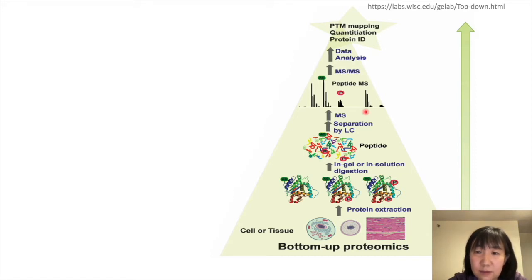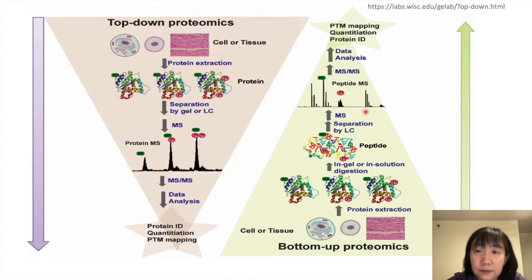The sequence coverage of mainstream technology based on bottom-up strategy is low, mostly less than 20%. That means more than 80% of the protein sequence remains unidentified. So I would see bottom-up as a compromise when the technology is not advanced enough. With the development of mass spectrometry, the top-down proteomics approach has become more and more popular.